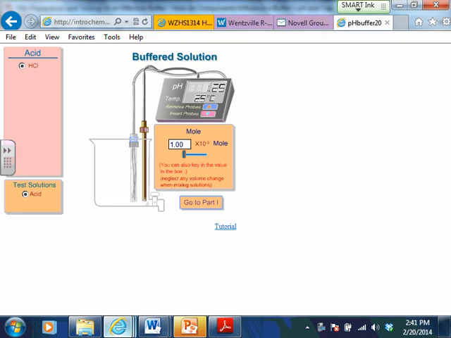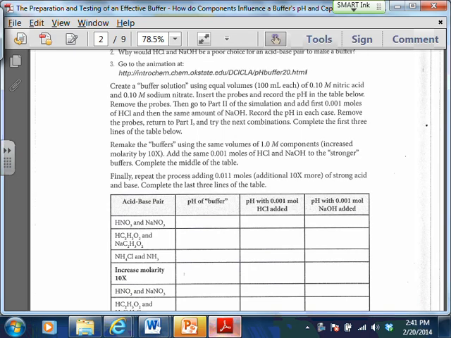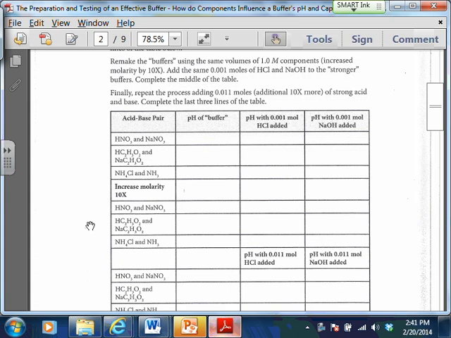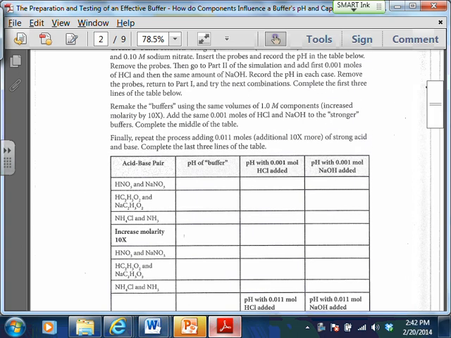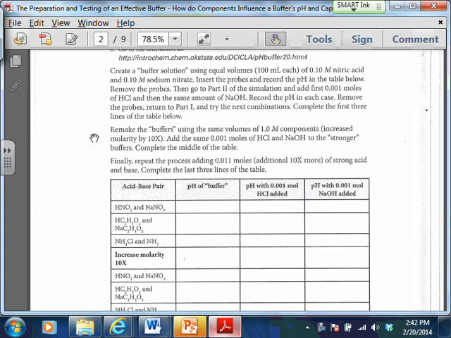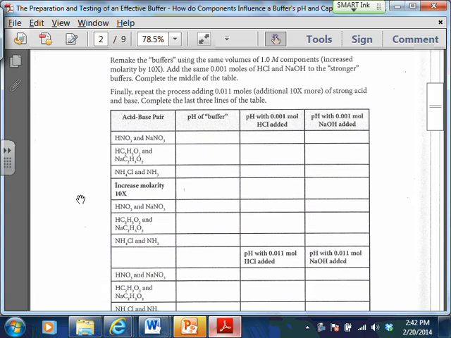Okay, so what they're basically having you do is work your way through this thing. Just follow the instructions and fill out the chart that it tells you to fill out. And so then you're doing the same thing for the acetic acid and sodium acetate, and then ammonium chloride and ammonia. And then it says increase the molarity by 10 times. Now all this is in the instructions up here. It says remake the buffers using the same volumes, but this time 1 molar components instead of 0.1. And then you're adding the same amount of HCl and NaOH to the stronger buffers. In other words, more concentrated buffers.